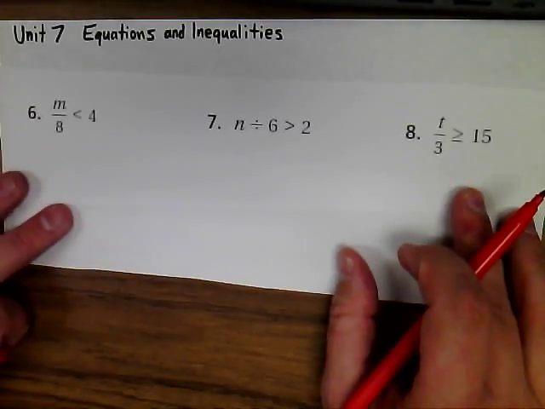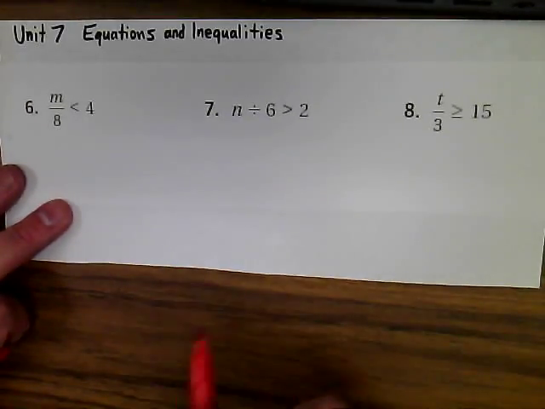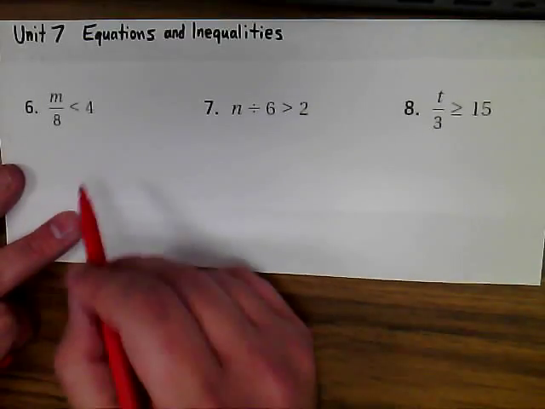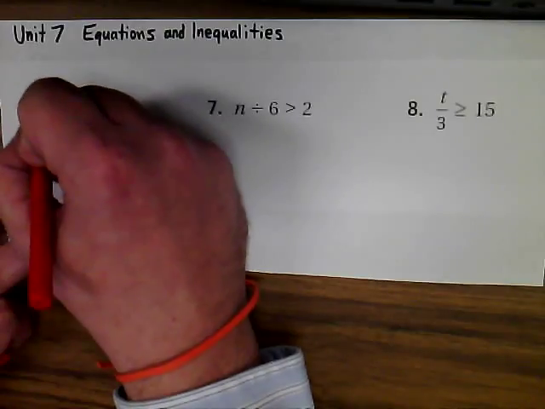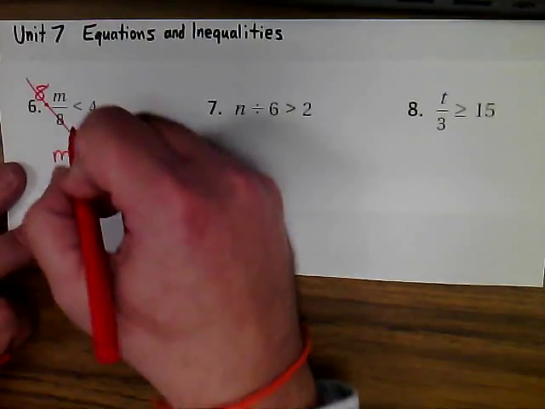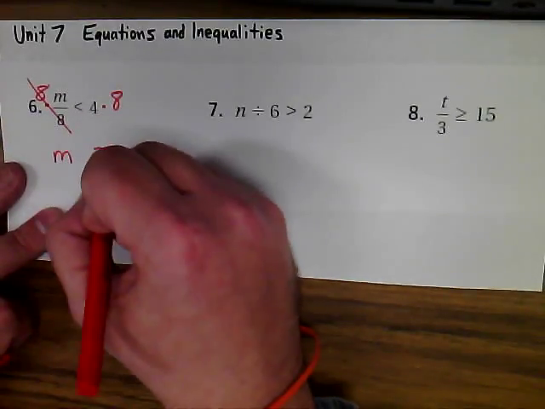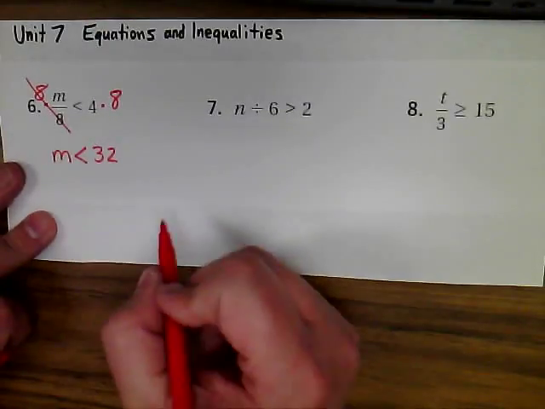I want to show you some division examples. You want to remember that you're using the property of inequality and you're using inverse operations. So m divided by 8 is less than 4. We're going to multiply by 8, and that leaves us with m. And we're going to multiply this by 8, leaving us with 32. So m is less than 32.